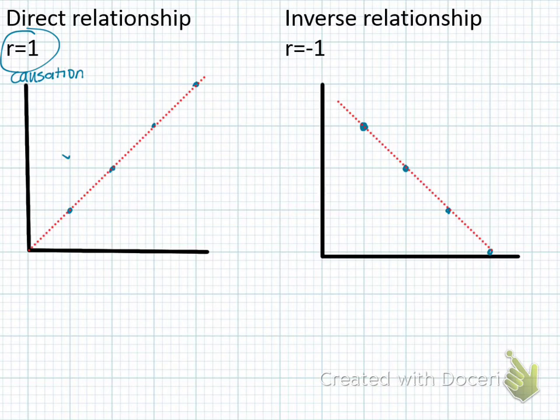Same thing here. So the more points you have off the line, let's say these are all points, the more points you have off the line, the closer your R value goes back to 0. Does that make sense, everyone? And you don't want that? We don't want that. That means there's no relationship.